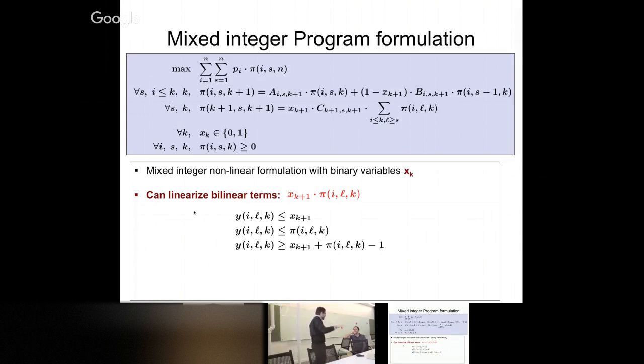The objective function is linear, but the constraints were non-linear because you have a product of 1 minus xk times pi, and you have a product of xk times pi. So both x and pi are variables. Okay, but once you introduce these y's, then you need to replace the pi's by a y. So I would replace xk times pi with this variable, and I would add in these constraints.